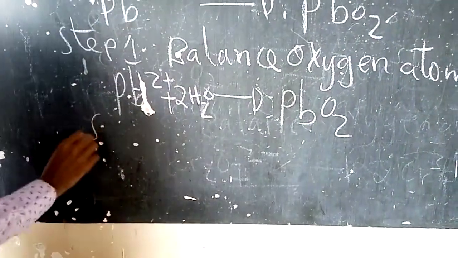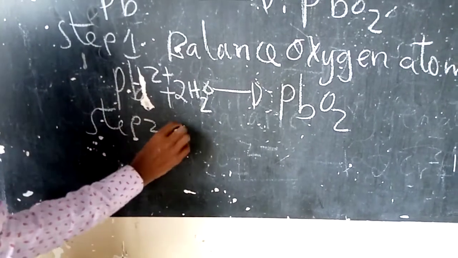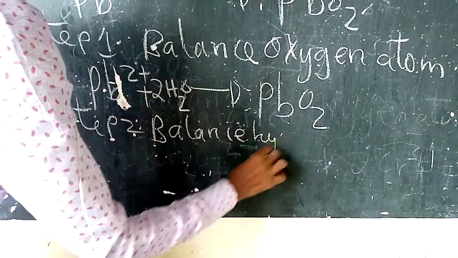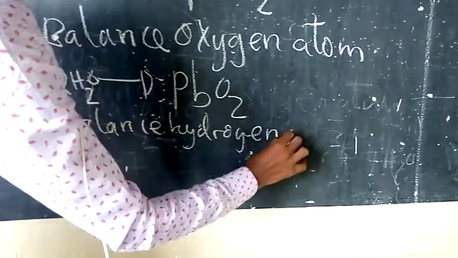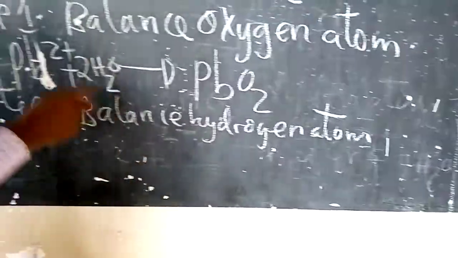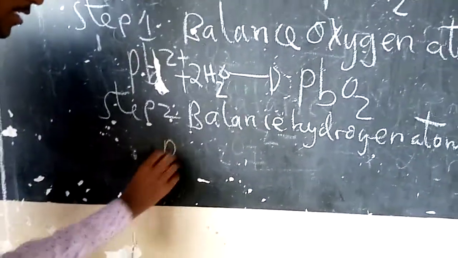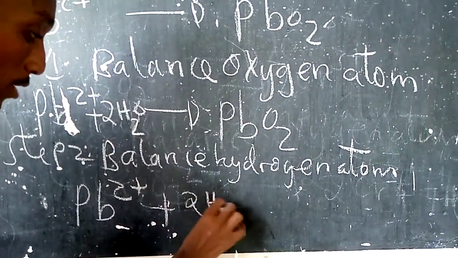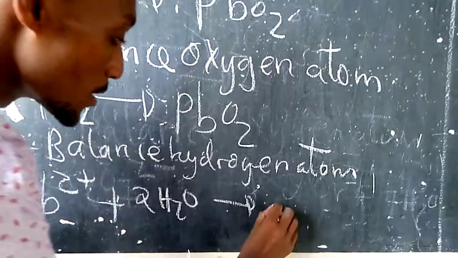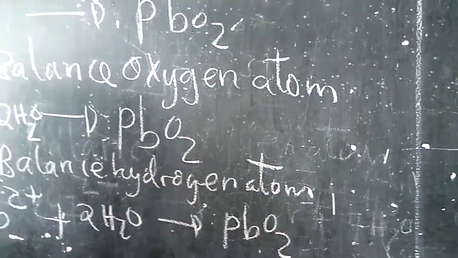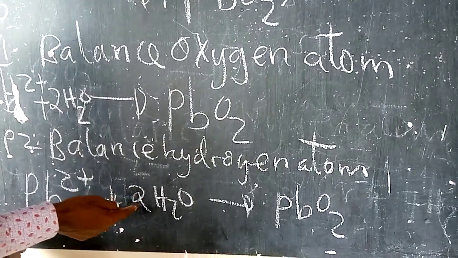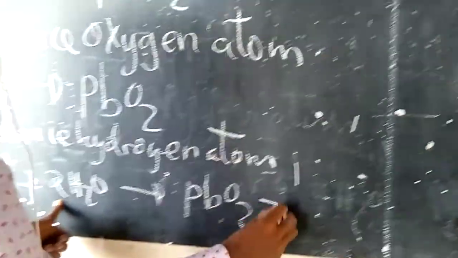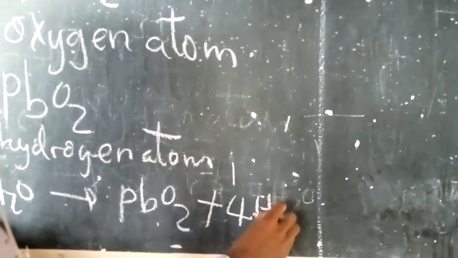So step 2, balance hydrogen atom. To balance hydrogen atom, we have to take our equation as it is. It is lead 2 ions plus 2 water molecules to form lead oxygen 2. Here we have how many hydrogen? 2 times 2, we get 4 hydrogen protons, and in the product side there is no hydrogen. So add 4 hydrogen protons in the product side.